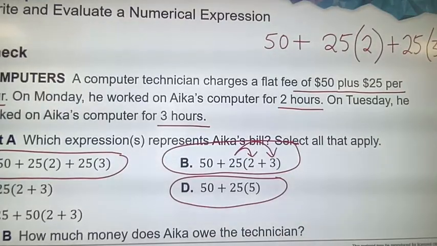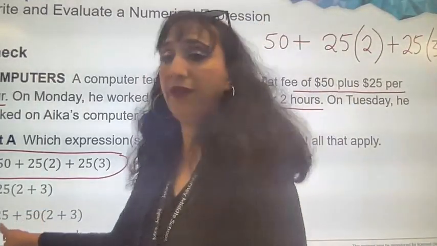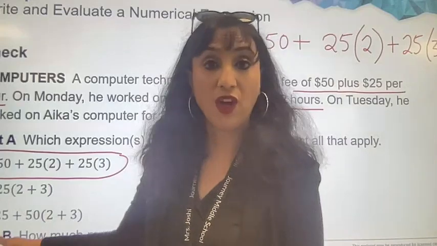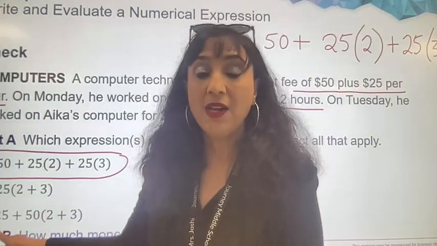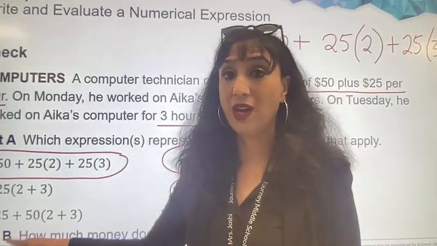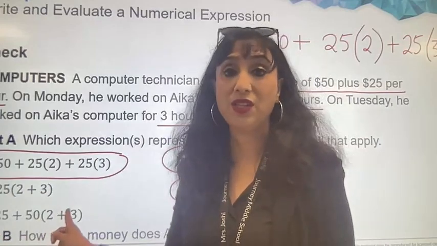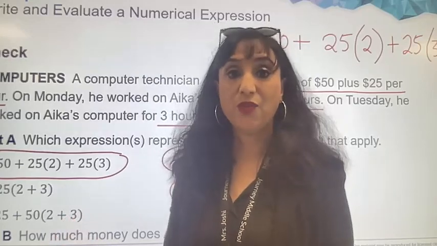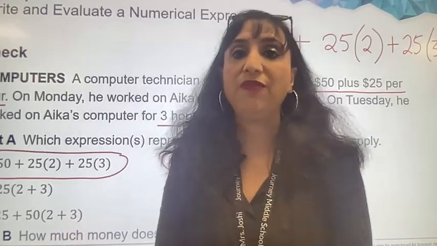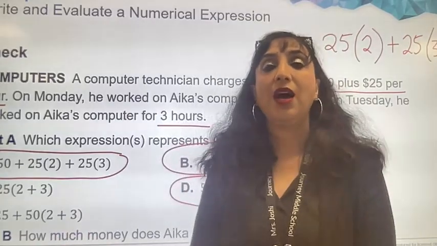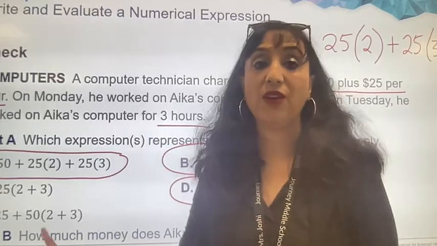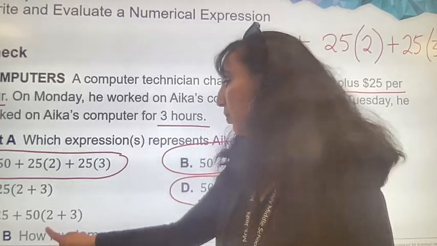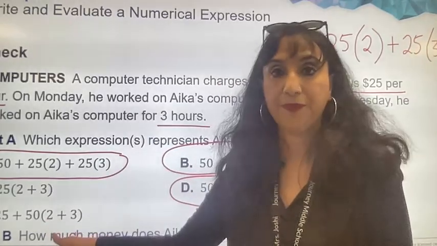And then let's look at the last one. It is not starting with $50, with $25. It's starting with 50, right? So writing 25 and then trying to multiply 50 times 2 plus 3 in parentheses, that is not the correct way to write this, because we start with $50 and then you are adding $25 per hour. It is not $50 per hour the way this is being represented over here.